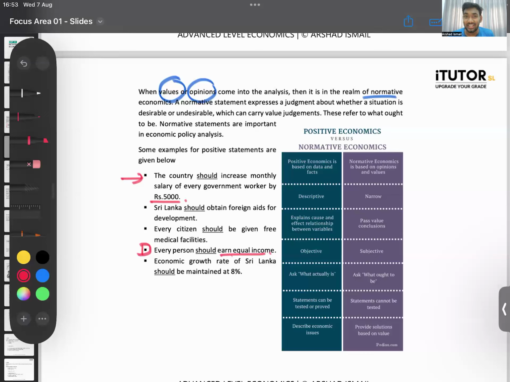Maybe not for this equal income. Maybe for other things. Someone will say, okay, we have to do this. Someone says, okay, look here, we have to start a new highway. Then only foreign investments will come. Let's start a new highway. Someone else will come and say, no, what nonsense?